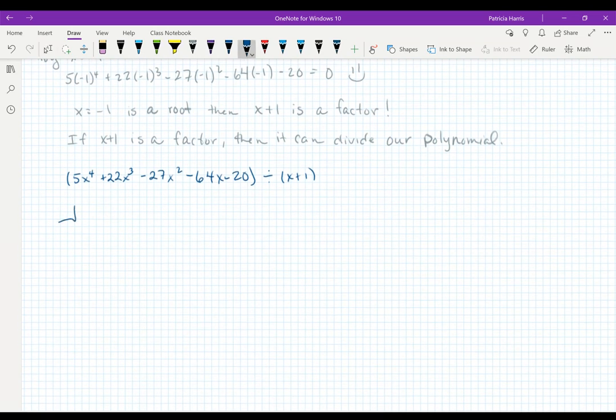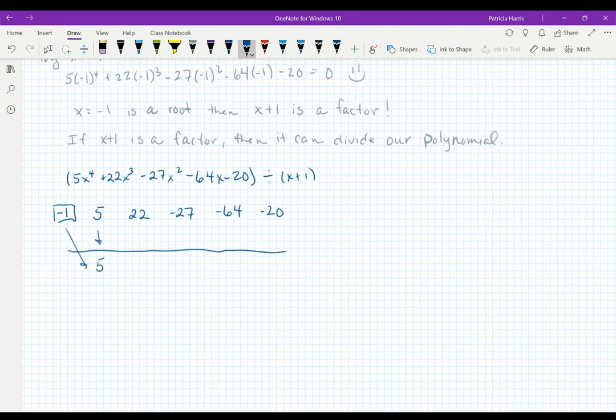Using synthetic division, change the sign. That's the number that goes in your box from the x plus 1, so we put in a -1. Now we make sure that we have all of the powers of x that we need: 4, 3, 2, 1, none. And write down the coefficients. All right, I'll bring the 5 down.